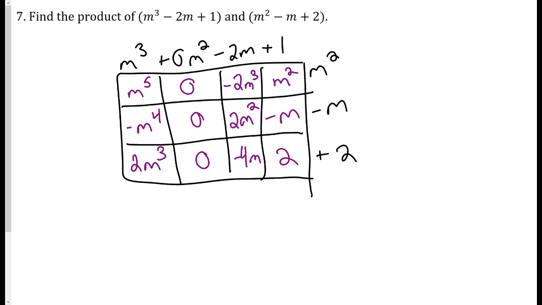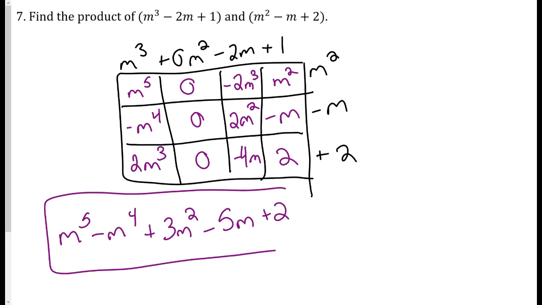So now we add along the diagonals. We get m to the 5th minus m to the 4th. Combine my like terms here. Minus 2m cubed plus 0 plus 2m cubed is 0. So I don't have an m cubed term in my answer. Plus 3m squared minus 5m plus 2. So that is the product of those two polynomials.